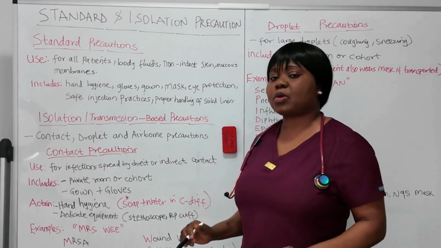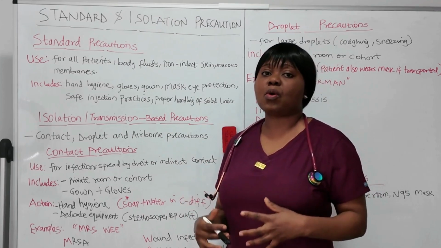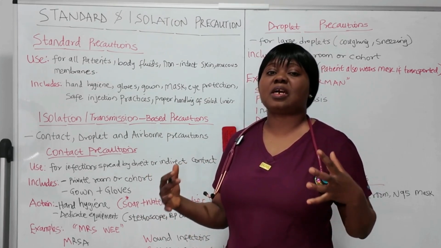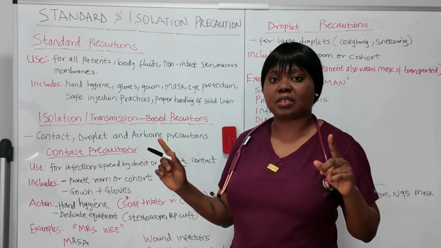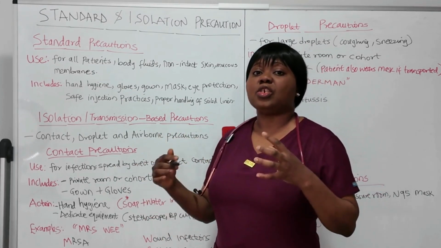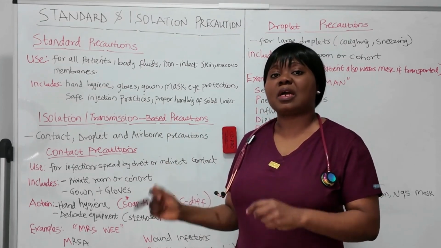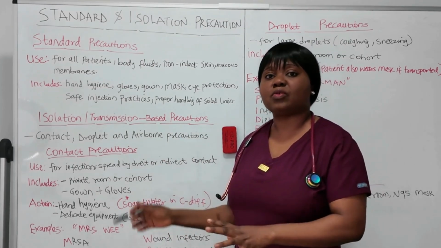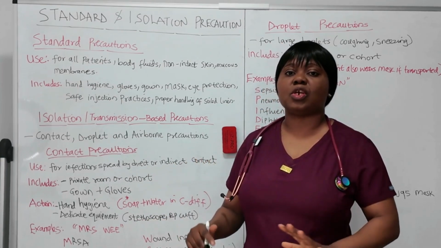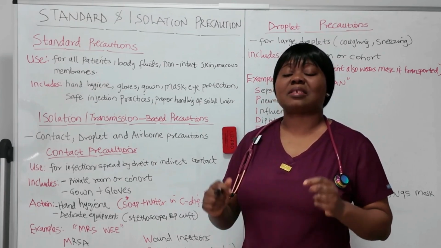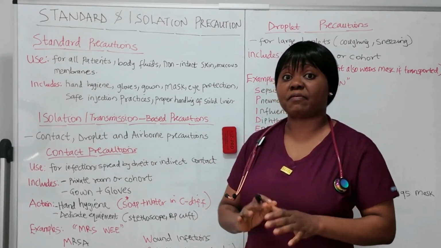What we need for contact precaution include nursing the patient in a private room or cohort. For cohort, we mean if we have two patients that are to be nursed in the same room, if they are having the same organism, the causative organism is the same, they can be nursed together. And then you need a gown and gloves. In addition, you have to perform hand hygiene. If your hand is not visibly soiled, you can use alcohol-based hand sanitizer. But if your hand is visibly soiled, you have to wash your hand with soap and water first.